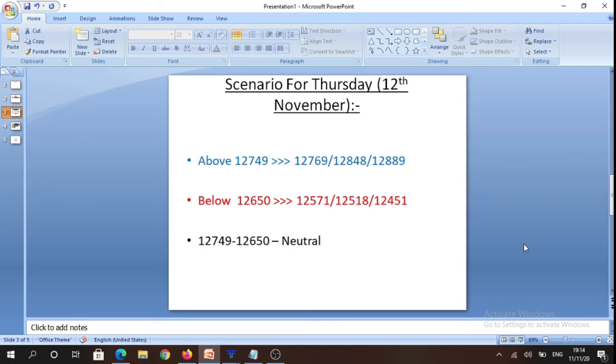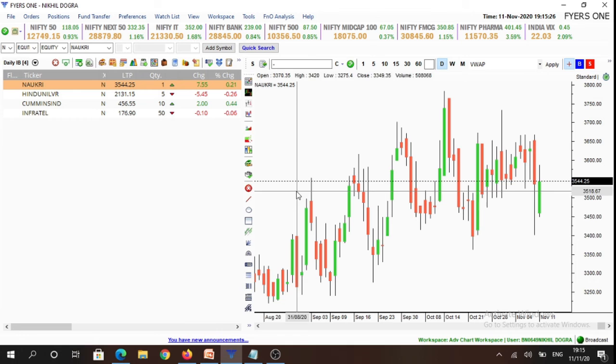And as tomorrow is weekly expiry, it is best that conservative traders should refrain from making any trades, especially in between 12,749 to 12,650 price range.